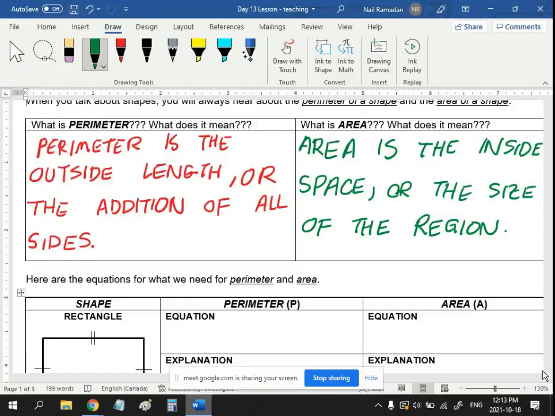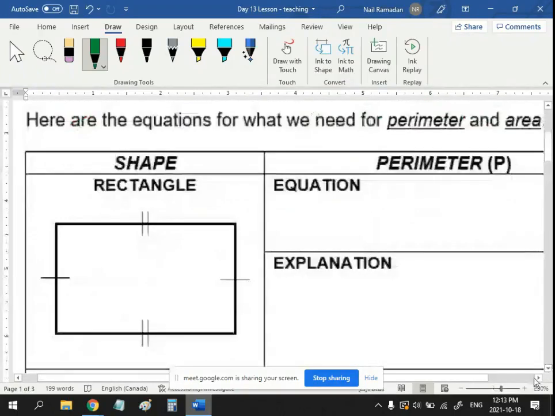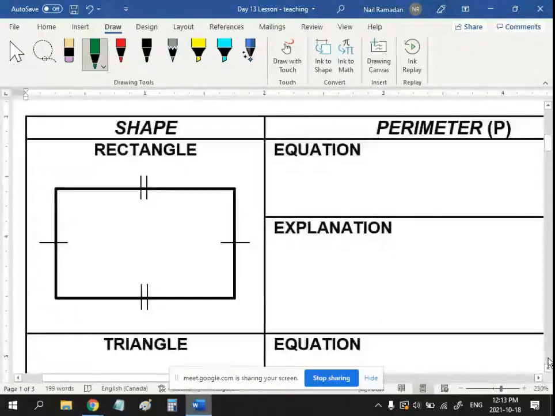Okay. So let's look at the first shape. How many sides does a rectangle have? 4.